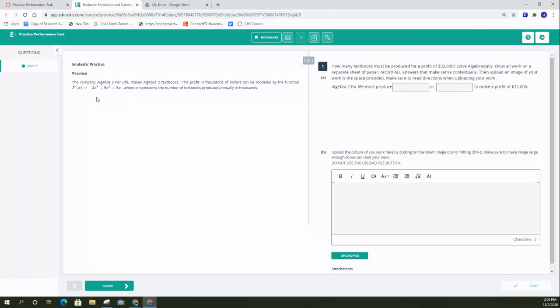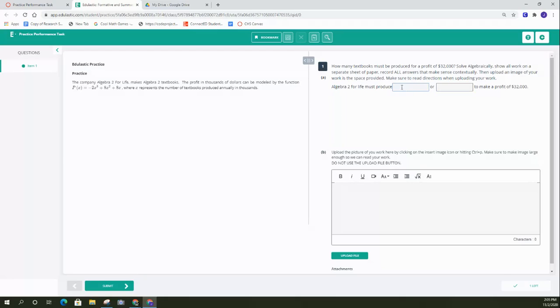The prompt will be over here. It says the company Algebra 2 for Life makes Algebra 2 textbooks. The profit in thousands of dollars can be modeled by the function p of x equals negative 2x cubed plus 8x squared plus 8x, where x represents the number of textbooks produced annually in thousands. The question we're answering is how many textbooks must be produced for a profit of 32,000? Solve algebraically, show all work on a separate sheet of paper. Record all answers that make sense contextually, then upload an image of your work in the space provided. Make sure to read all directions when uploading your work.